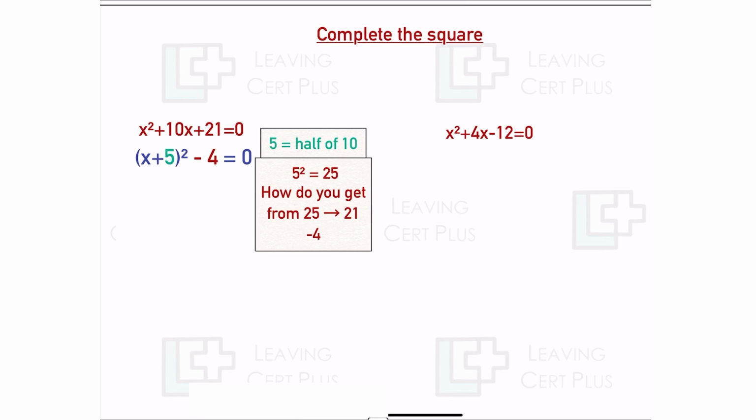Looking back at what we've done, you're going to take half of the number beside the x and put that in the bracket. And then you ask yourself, where am I now? Where do I need to get to? And you act on that with your minus 4 here because you want to go from 25 to 21. So next is just about trying to isolate that x.